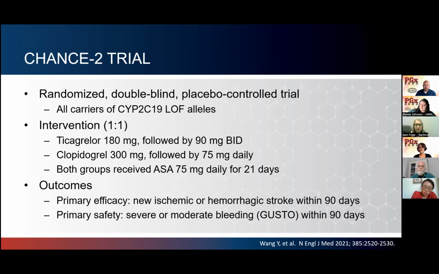And so this was a randomized, double-blind, placebo-controlled trial. And they received, for their intervention, either the ticagrelor loading dose, followed by regular maintenance dosing, or the clopidogrel followed by the maintenance dosing as well there, with both of them receiving aspirin daily. And for the primary efficacy outcome, looking at that new ischemic or hemorrhagic stroke within 90 days. And then for safety, looking at the bleeding according to that GUSTO criteria.